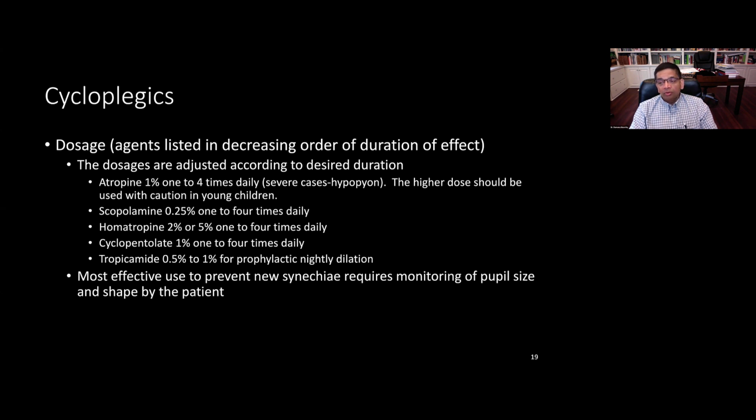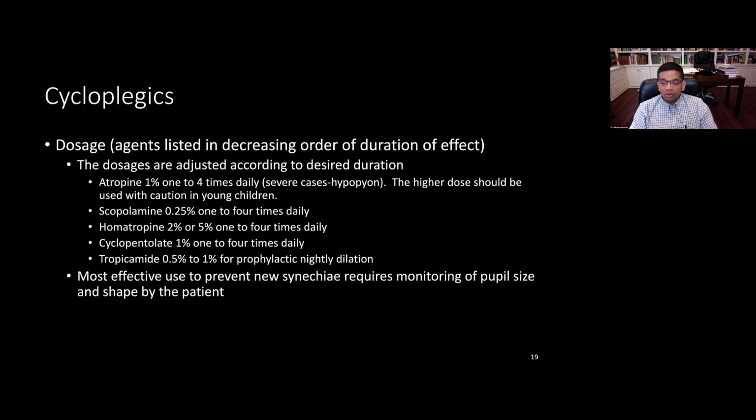A higher dose should be used very carefully in children and older adults because of the risk of secondary psychosis, atropine-induced psychosis, which I have seen in patients, not in uveitis patients, but in patients where I've used it as a post-operative drop after retinal surgery.